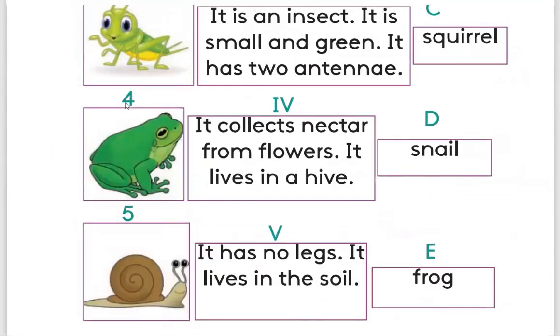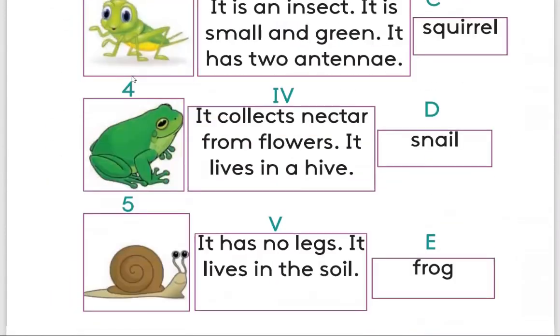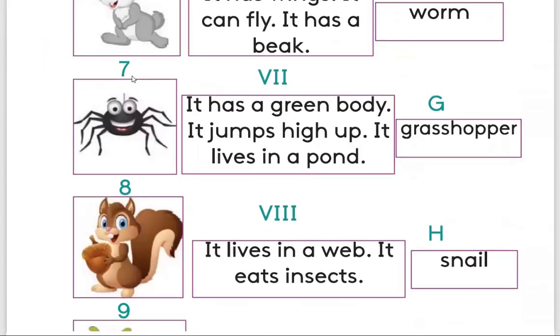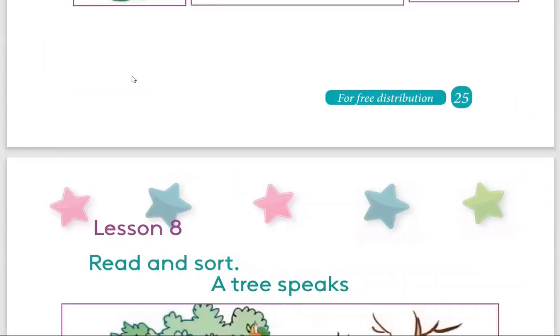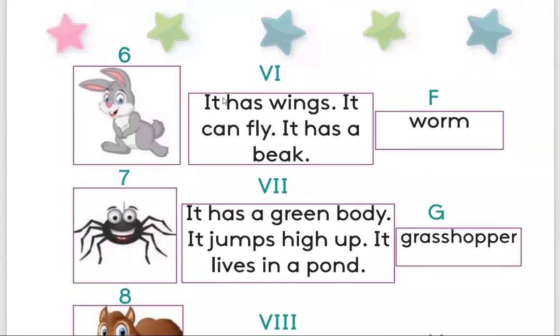You got the word? Couldn't find. Spider. Can't see the word. The word is not given, I think. Rabbit. The word is rabbit. How do you write rabbit? Let's write the word rabbit. R-A-B, rab. B-I-T, bit. Right.